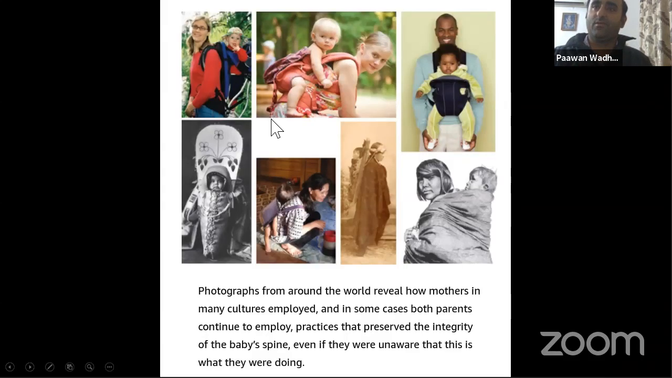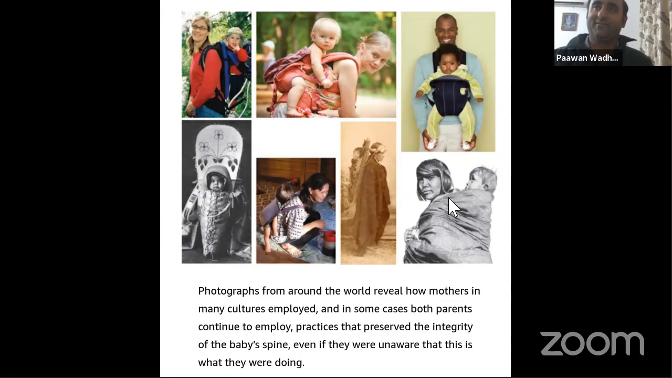Look at these photographs. Photographs from around the world reveal how mothers in many cultures employed, and in some cases both parents continue to employ, practices that preserve the integrity of the baby's spine, even if they were unaware that this is what they are doing. These people have kept their babies' spines properly aligned. Beautiful cultural practices. But did you practice this with your children?